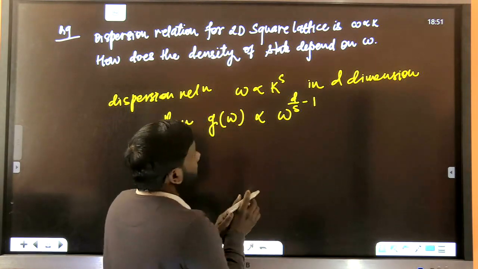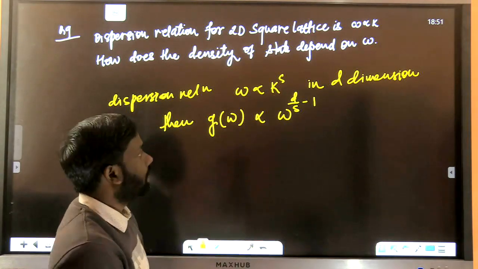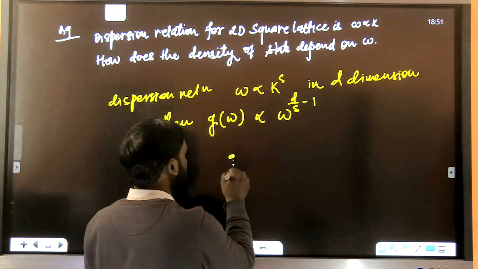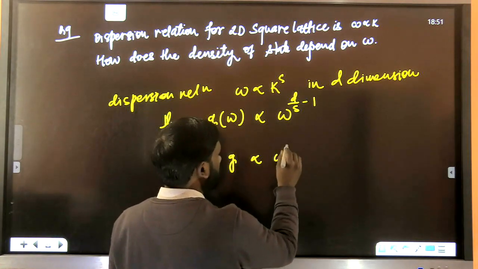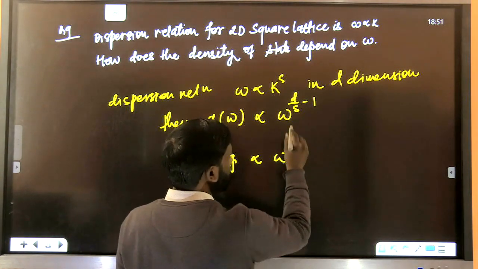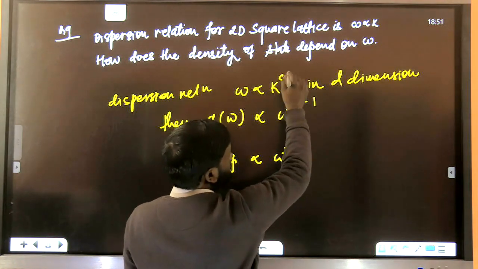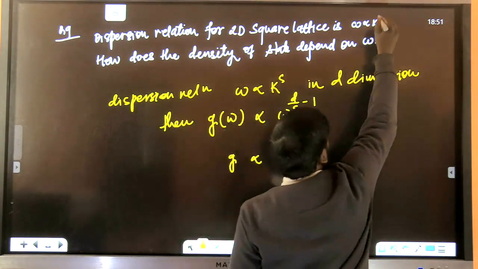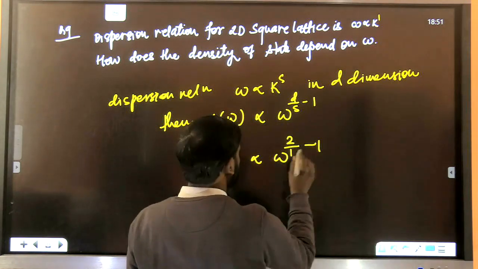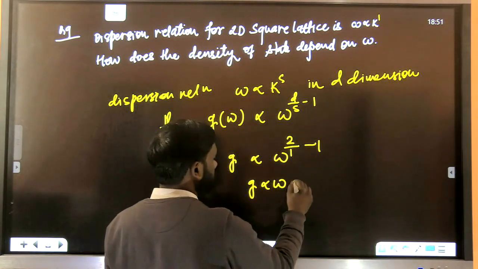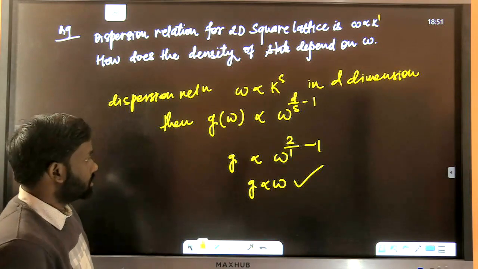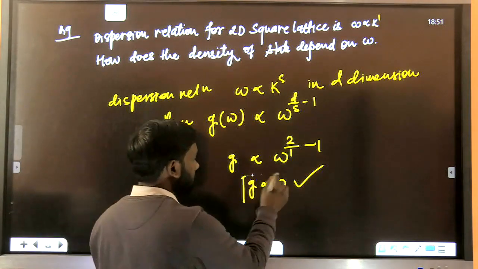So here s is actually 1 and dimension is 2. So we write 2 here, and the power of s here is 1, so therefore minus 1. So g will be proportional to omega. That's the answer. So this will be the correct option. All right.